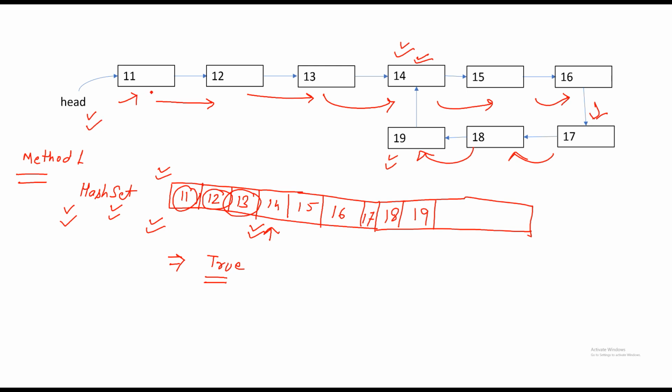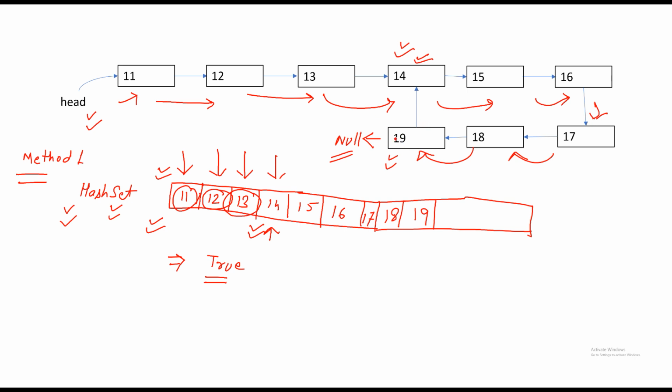Now, if the current node is not present in the hash set, we're going to add this current node into the hash set. We're going to keep on adding the current node into the hash set. Now, at the end, only two things can happen. The last node can point to one of the previous nodes, or it can be pointing to null.